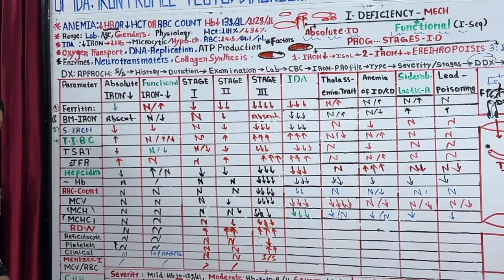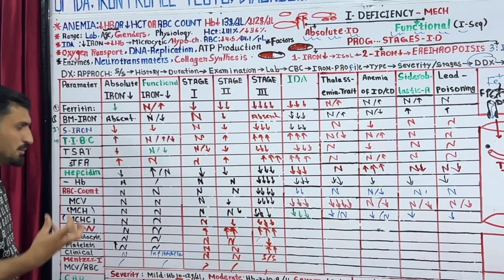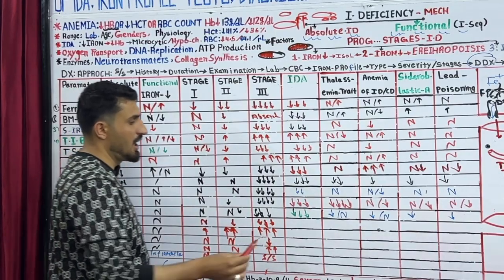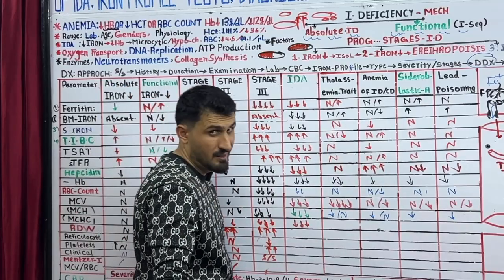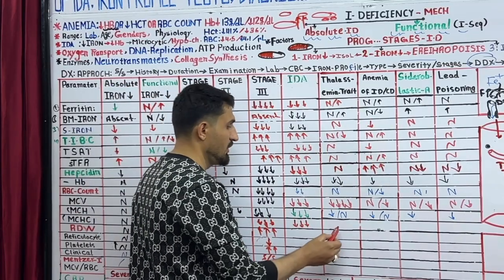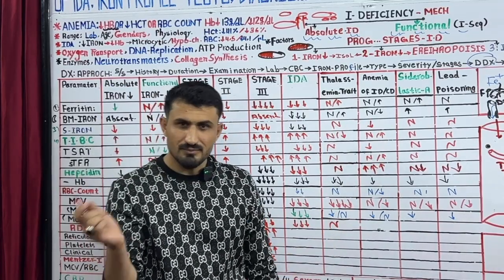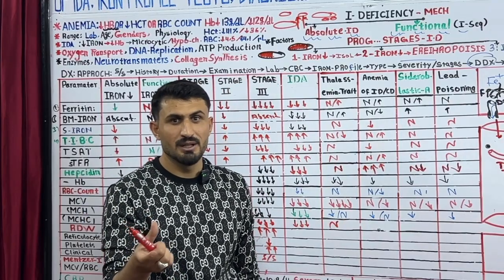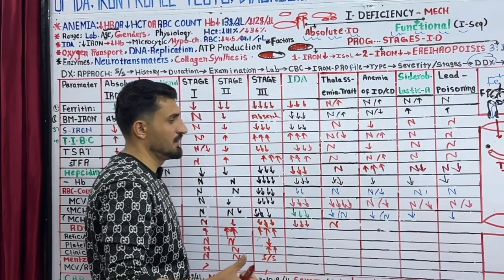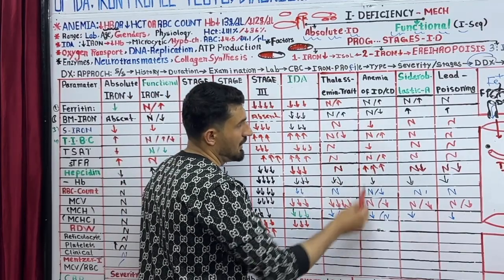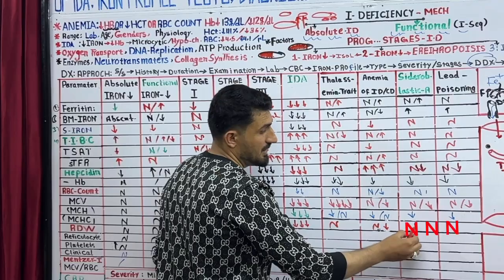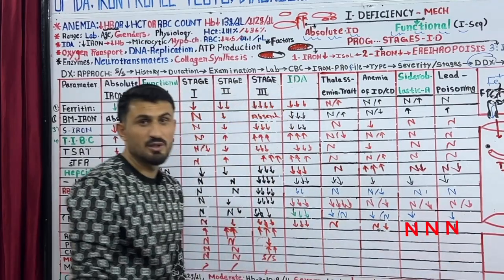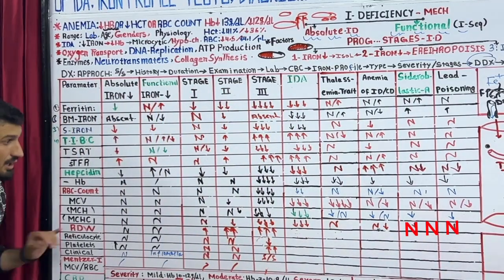Come here about the MCHC. This is about the concentration of hemoglobin inside the RBC. Here it decreases because I don't have enough hemoglobin. In thalassemia, it's always normal because I can make enough hemoglobin, but this hemoglobin is not functionally correct. In anemia of chronic disease, it might be normal or less. In sideroblastic anemia, and also in lead poisoning, it decreases.